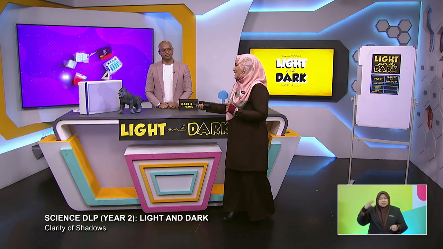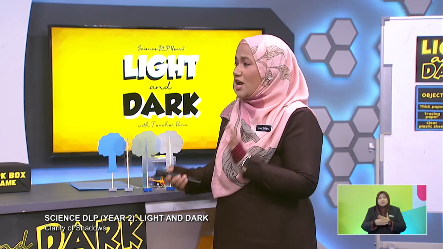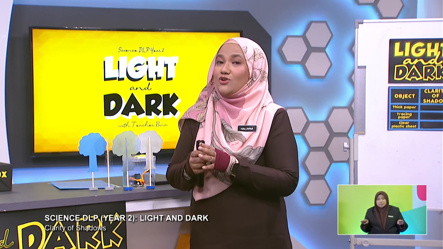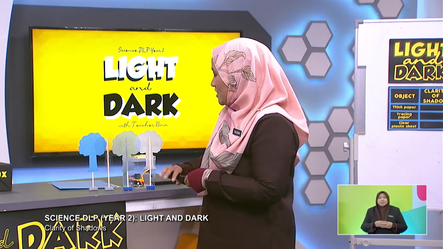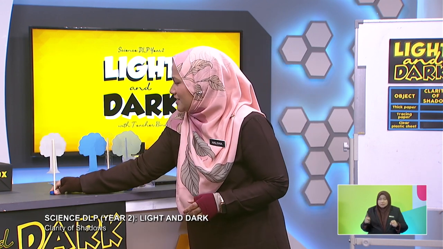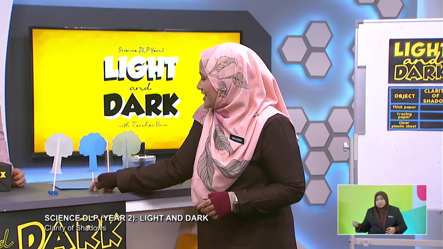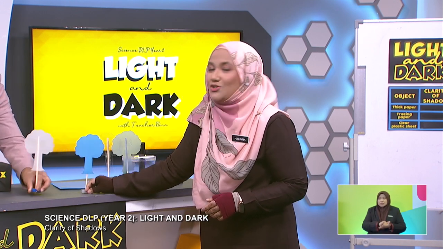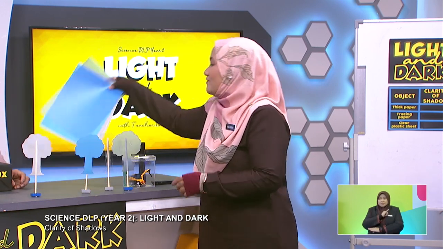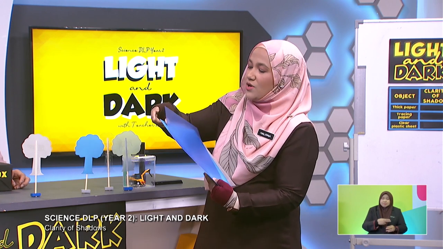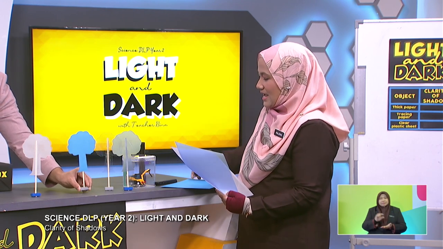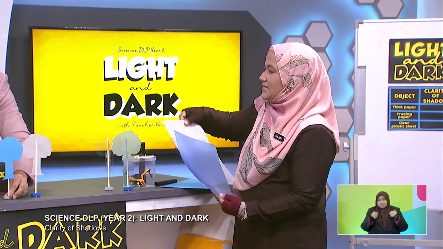Sean, actually, for shadows, we can see that there are different clarities for shadows that are formed. For that, I have actually prepared a few objects here, you can see. These are the same, actually. It's a tree. These are trees that are cut out from different types of materials. We have thick paper, the blue one here. This one is thick. And then I also have tracing paper.